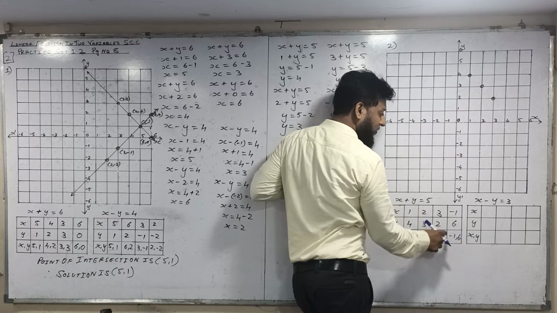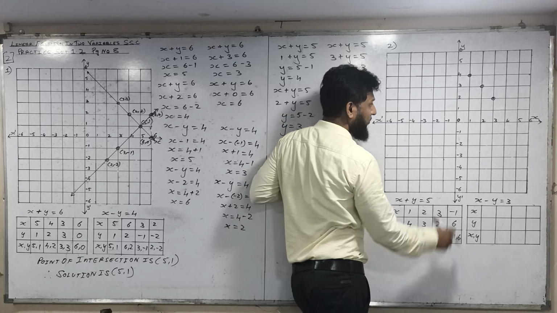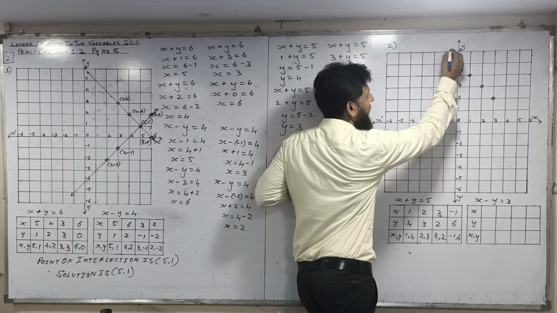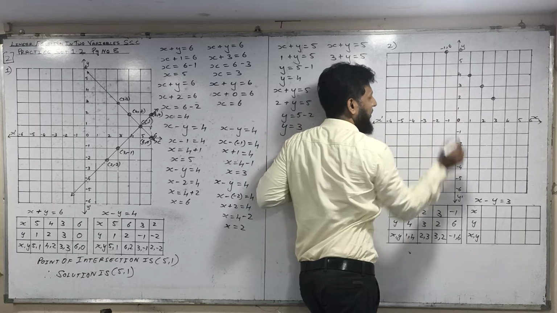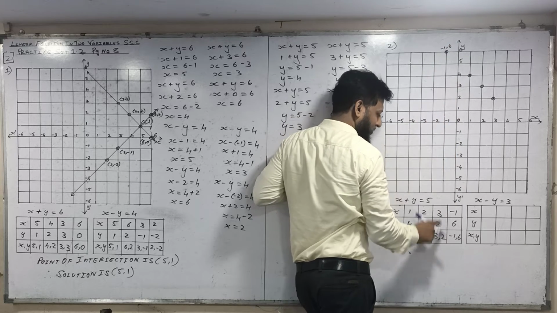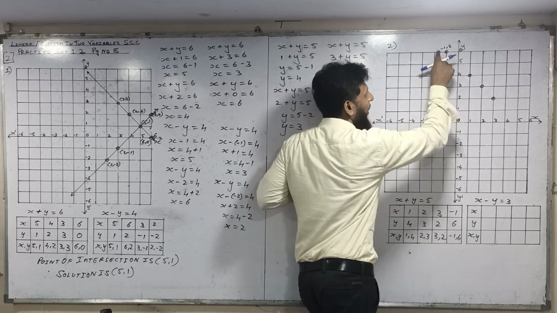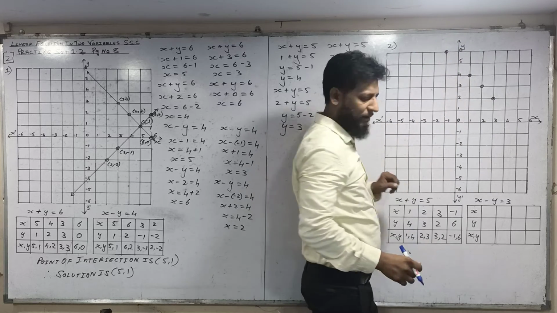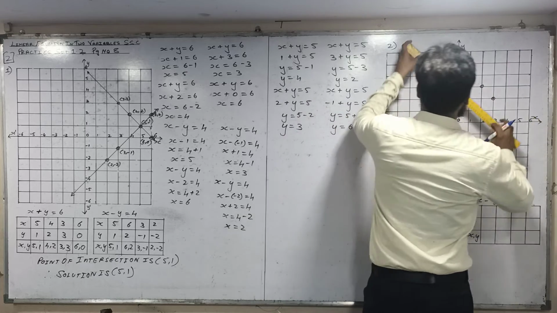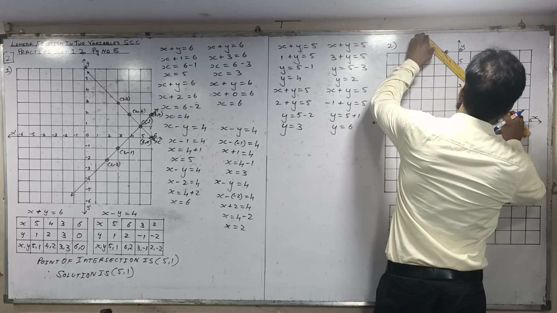Then x value minus 1 and y value 6. So this is the point. Minus 1 and 6, x value minus 1 and y value 6. So I get these 4 points. After drawing the line I will write the points, so that the points will not intersect with the line.